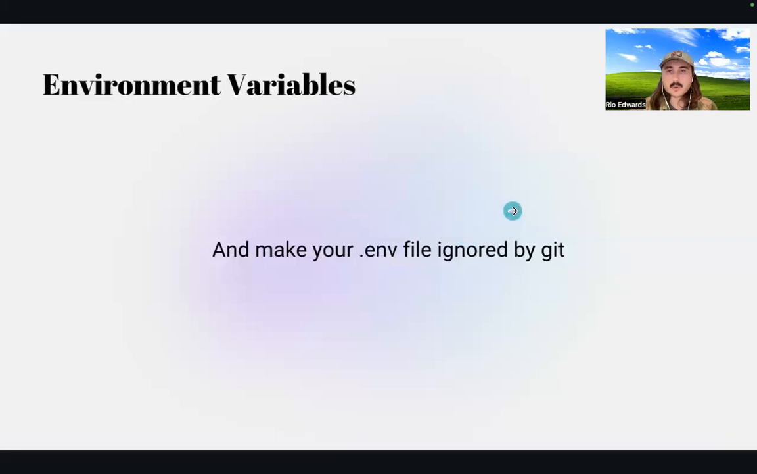And you make sure that it's ignored by Git so that it doesn't end up in GitHub. Because if you store all of your secrets in this .env file and then it just gets put onto your GitHub for everyone to see, that defeats the whole purpose. And so we put them in a file that's specifically ignored by Git.